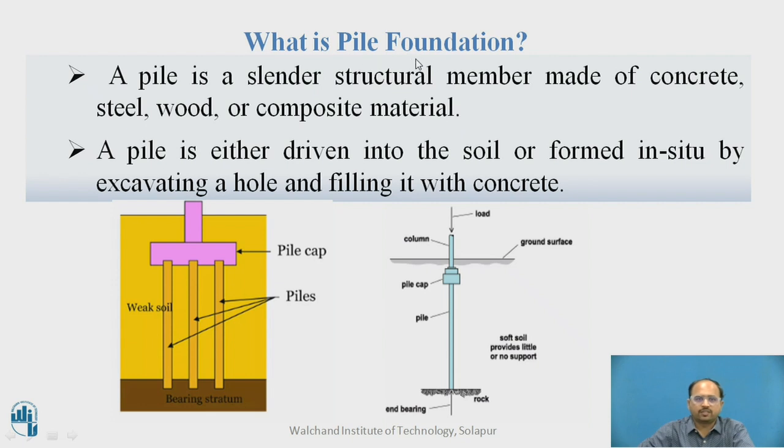What is a pile foundation? A pile is a slender structural member made up of concrete, steel, wood or composite material. A pile is either driven into the soil or formed in situ by excavating a hole and filling it with concrete. You can observe this image. This is a pile foundation. This slender structure is made up of concrete, steel or wood, or sometimes a composite material, where half the portion is steel and the remaining half is concrete.